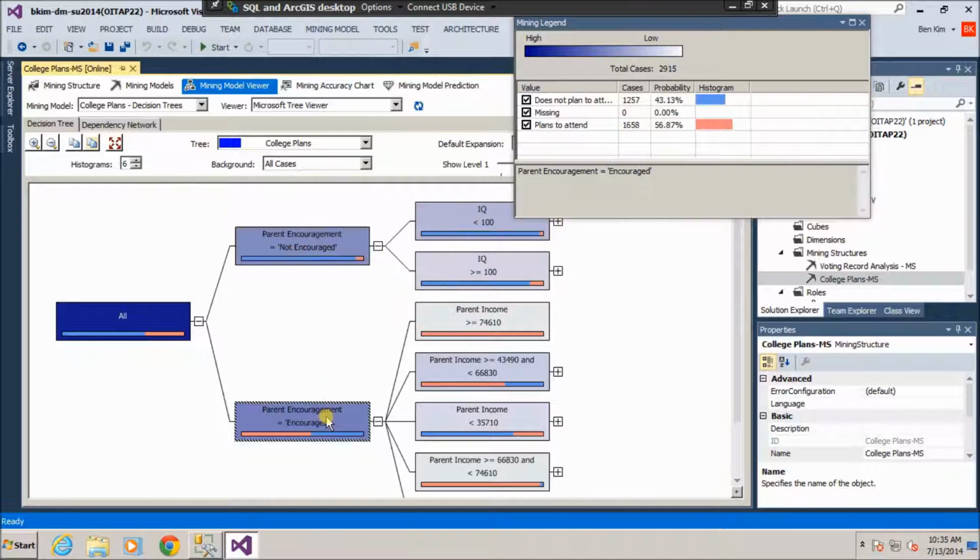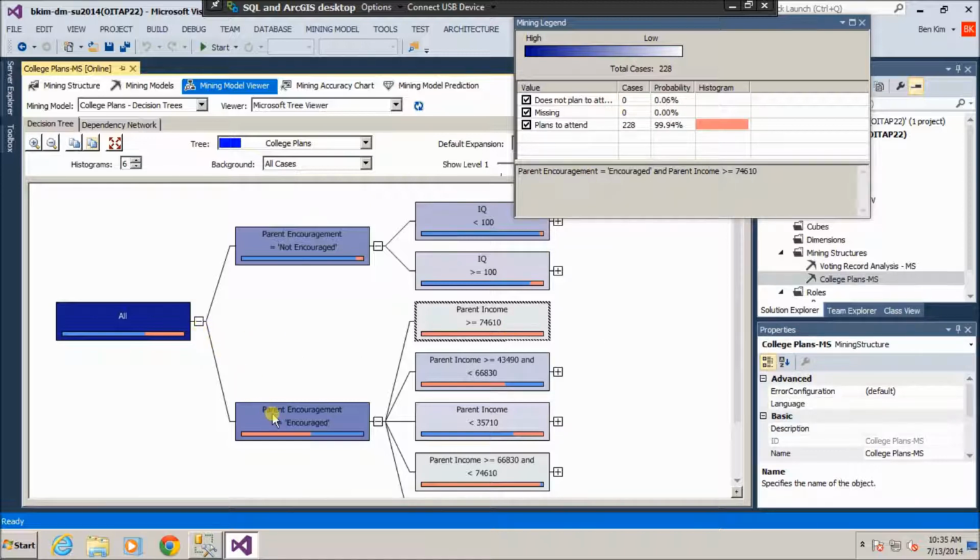And how about this one? In this case, parent encouragement is there. In that case, about 43% not going to college, and 56% going to college. How about this one? In case parent income is greater than or equal to 74,610, and the parents encourage them to go to college, about 99%, so 99% of people plan to go to college, and practically 0% not going to college.